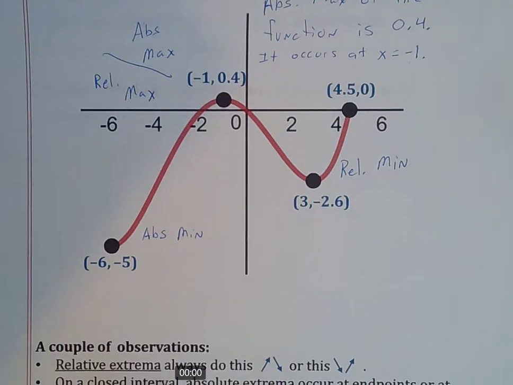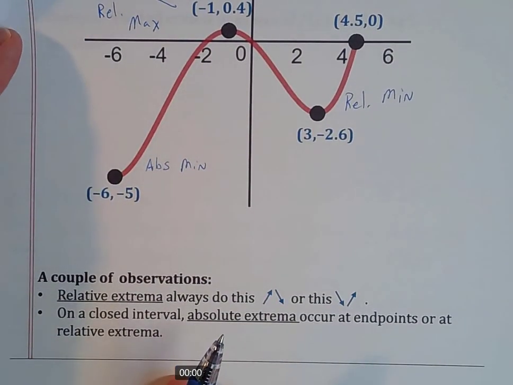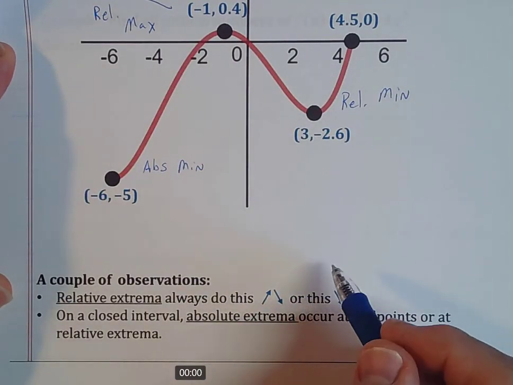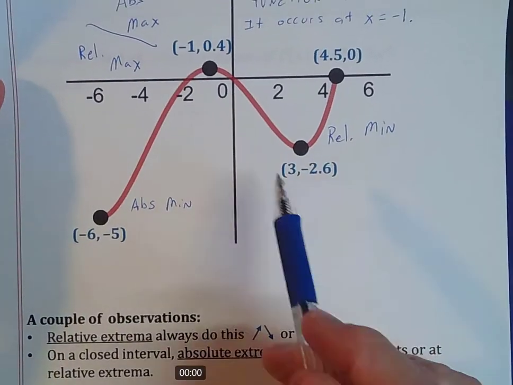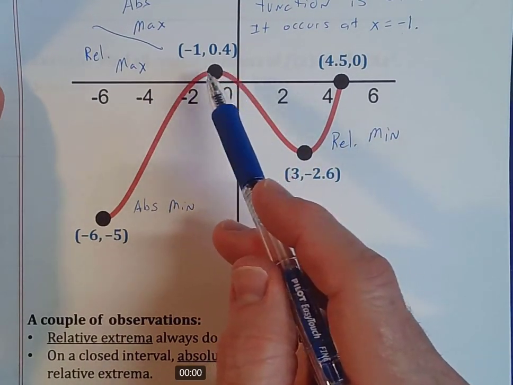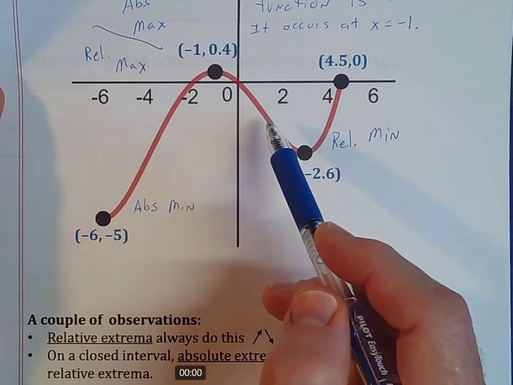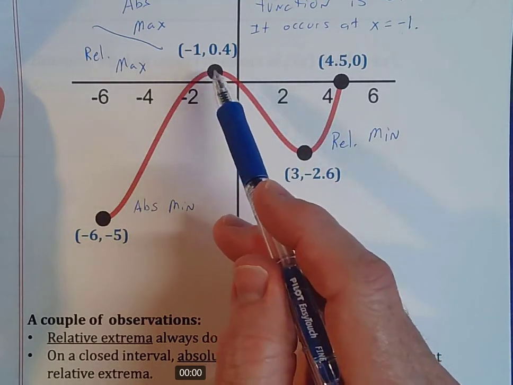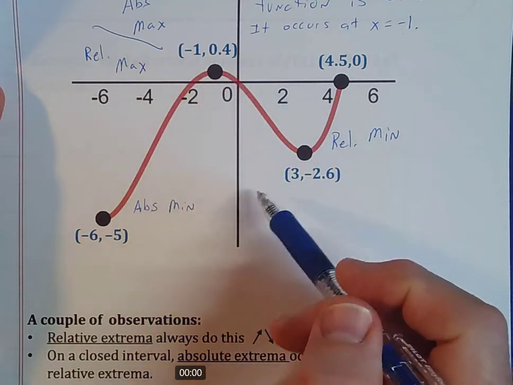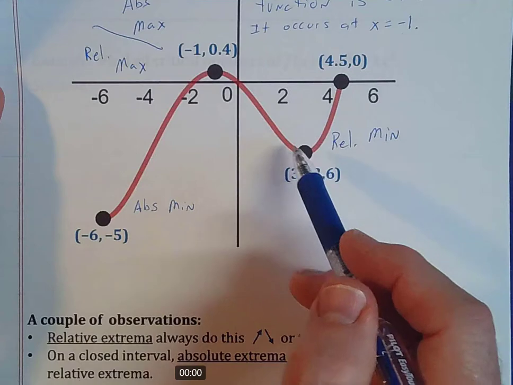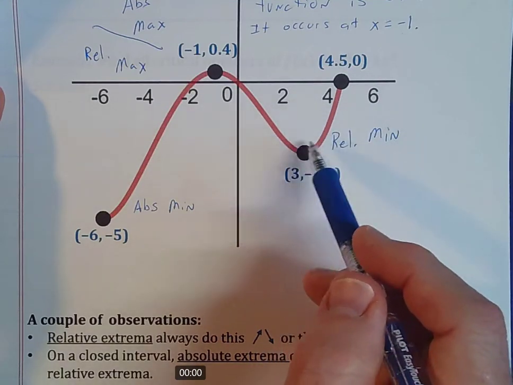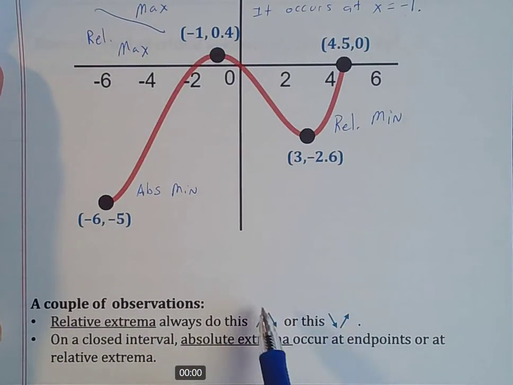So a couple of observations here. One is that relative extrema always do this. They either go up and come down, or they come down and go up. You can think about it sort of like a roller coaster, right? This is where you're going up, and then you get that oh no moment up here at the top, and then it starts to go down. That moment at the very top, that would be your relative max. And then same thing here with the valley, where it goes down, you hit the bottom, then you start going up again. That's a relative min. So relative extrema always do this type of thing.